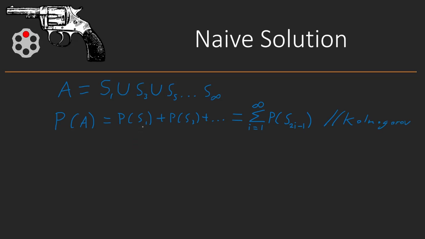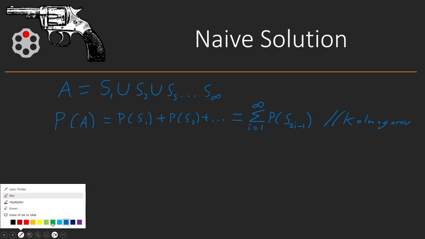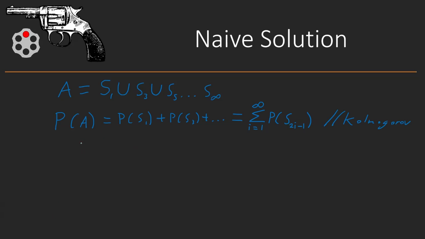Okay, so can we compute what the probability of a general event Si is? That's what we're going to try to do next. I think the easiest way to do this is to go one by one. So we start with S1, this we already know. Then we go on to the probability of S2.